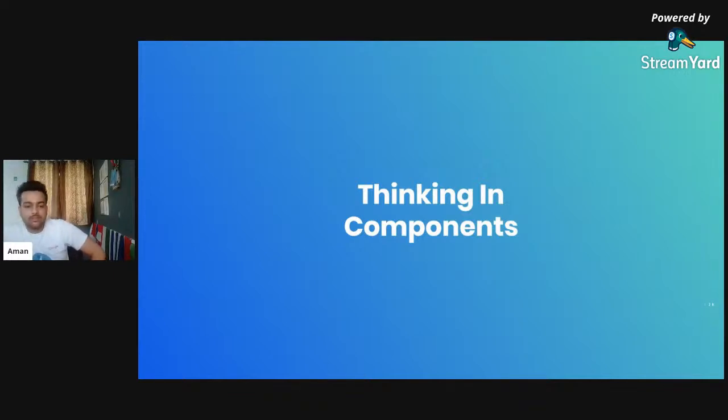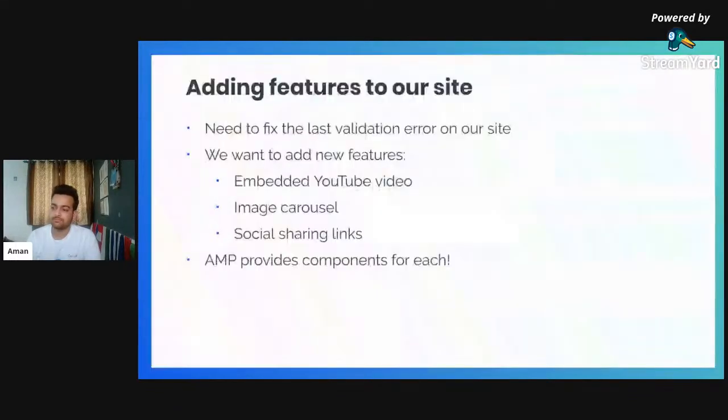So AMP has a unique solution to address this problem that is called AMP components. Everything that you do on AMP, there is a component available for it. If you want to insert a share, there is a thing called AMP share that you can insert. If you want to insert CSS, or you want to insert an image, you can do that. This is the way that you can develop an AMP website, by thinking inside components.